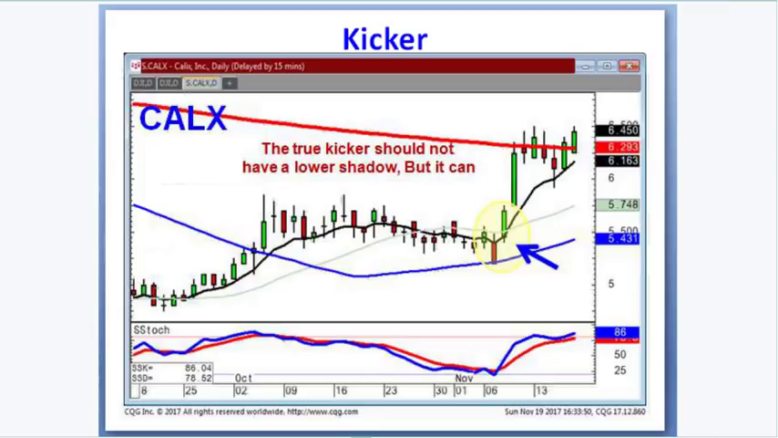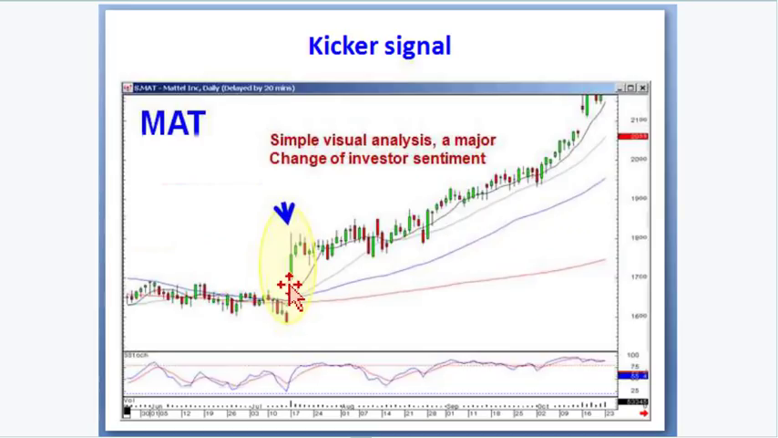Not necessarily the bigger the gap, just the bigger the signal. Now, in this case, the gap was big and the candle was big. So if you saw it open here and go all the way up, that big candle would still tell you there's been a powerful change of investor sentiment.